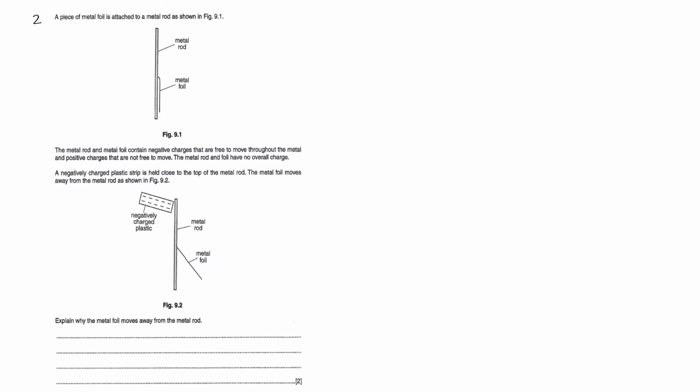A piece of metal foil is attached to a metal rod as shown in figure 9.1. Both the metal rod and foil contain negative charges or electrons that are free to move throughout the metal, while positive charges are not free to move. Both the rod and the foil have no overall charge. Take note that no overall charge means that the number of positive and negative charges is the same, not that there are no charges. Rather, there is no overall or net charge.